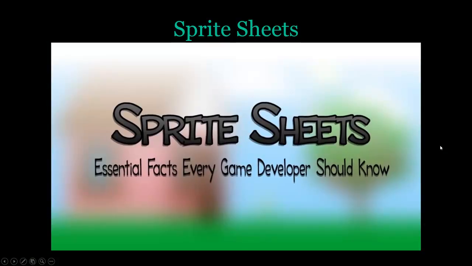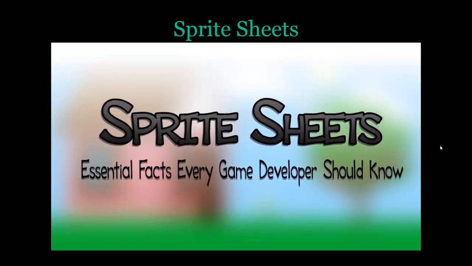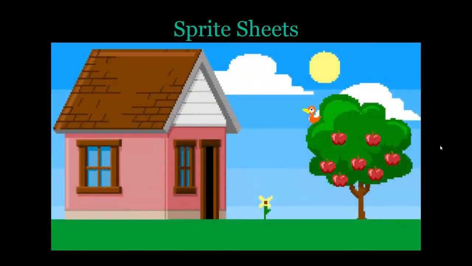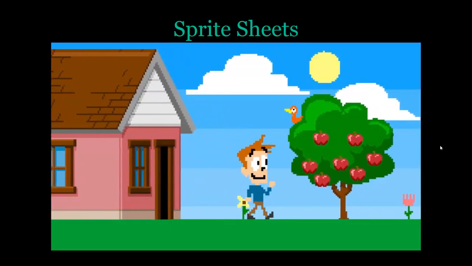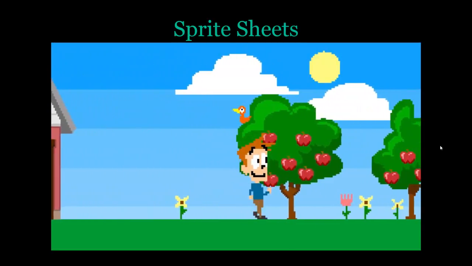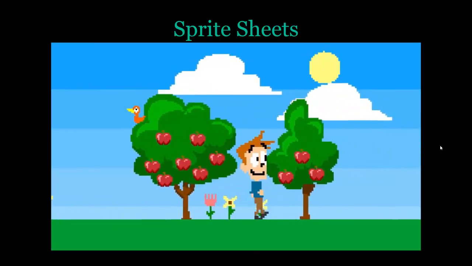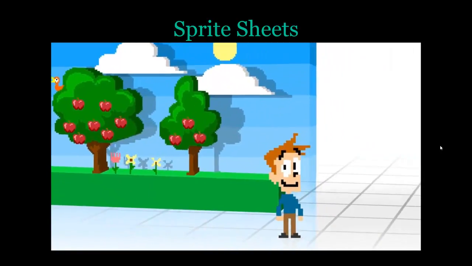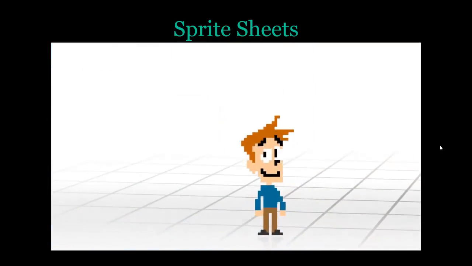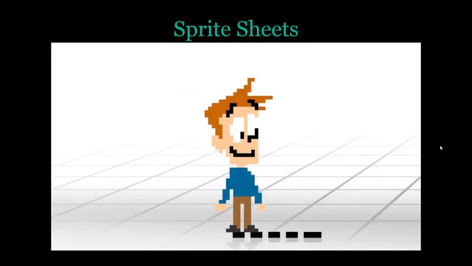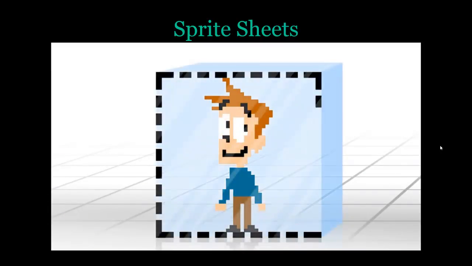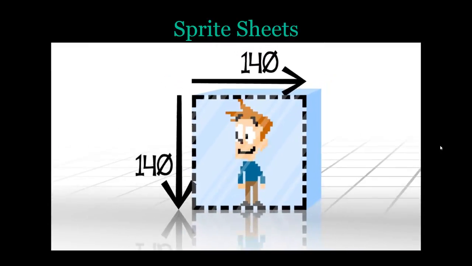Sprite sheets, essential facts every game developer should know. Look at this game scene. It's composed from different graphical objects. There are flowers, trees, clouds, and Pixel Guy. All these movable objects are called sprites. Let's now have a look at a particular sprite. A sprite is represented as a rectangular image with a certain width and height in pixels. Our sprite here has a size of 140 by 140 pixels.